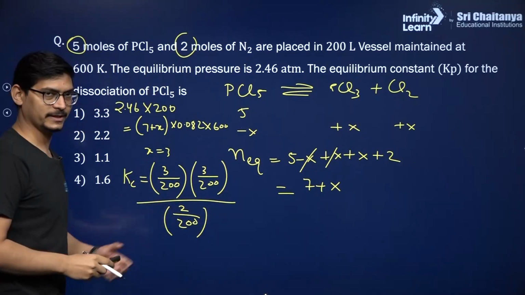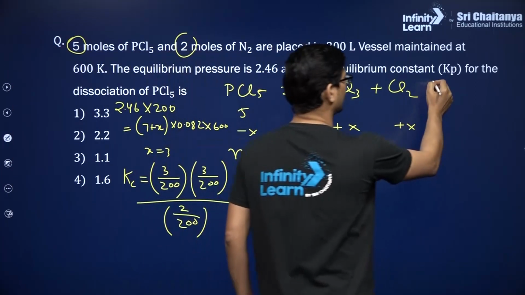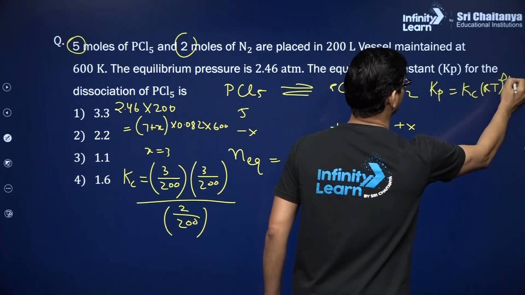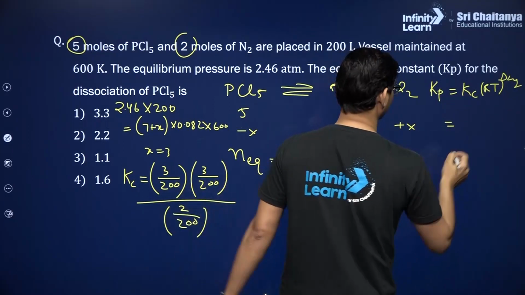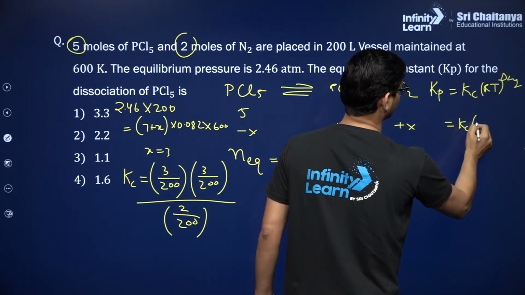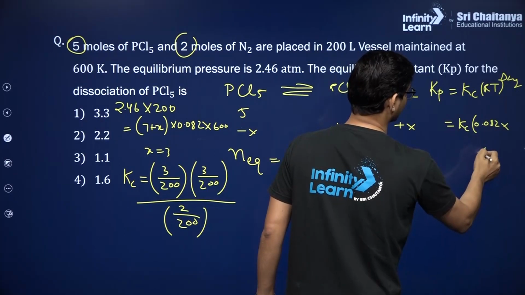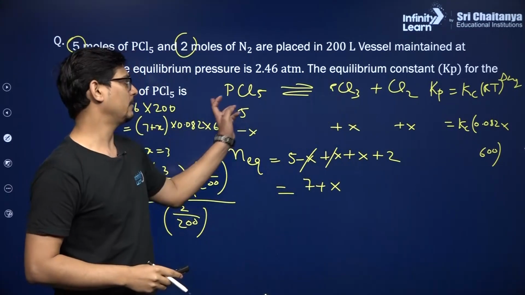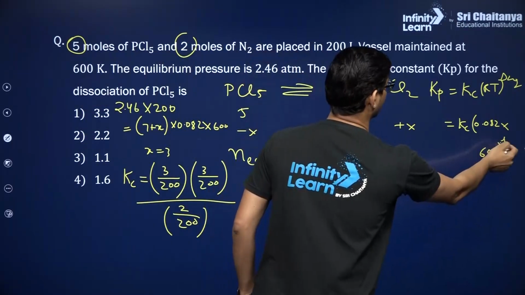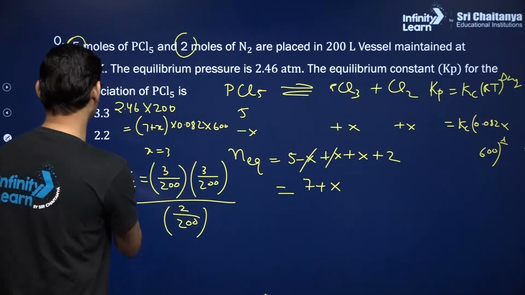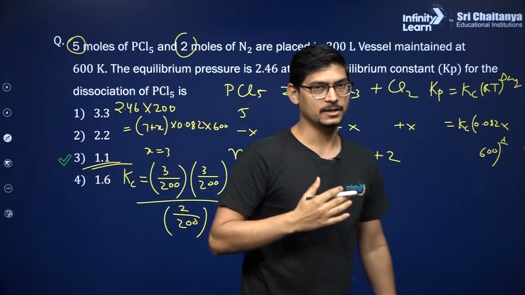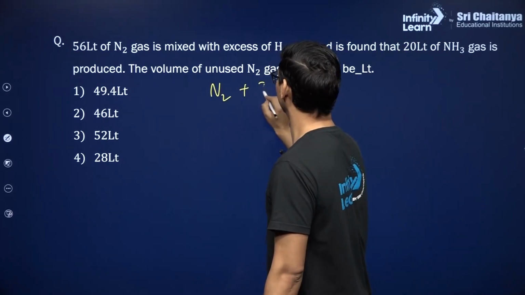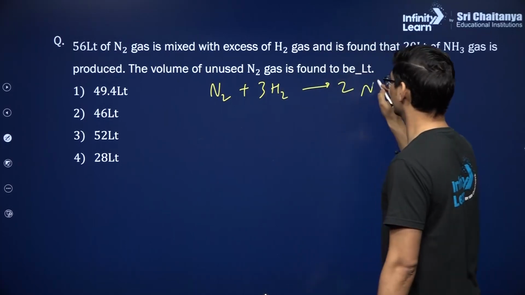So this is what you will get for Kc, and finally you will use this formula, Kp is equal to Kc (RT) raised to the power delta Ng. So Kc you will calculate from here, R you know, 0.082, temperature is 600, and delta Ng is gaseous moles of products, which is 1 plus 1, 2, minus gaseous moles of reactant, which is 1. So if you work out all this calculation, you will get 1.1 as the correct answer, right. Then here N2 plus 3H2 gives 2NH3.